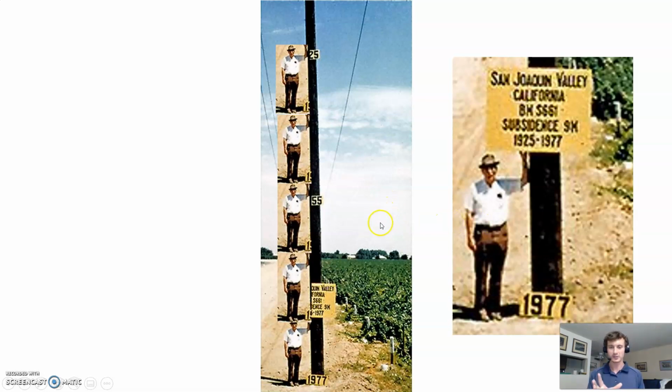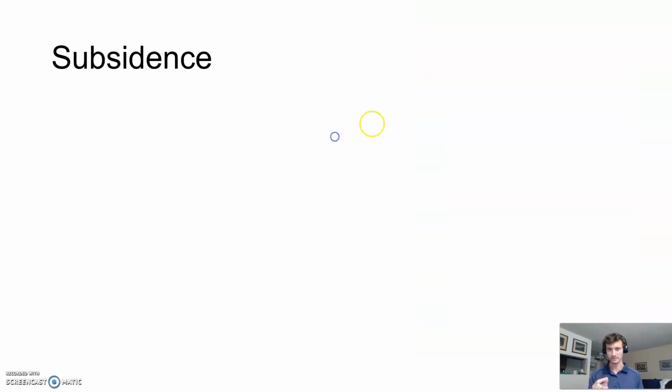This is pretty difficult to imagine, but the entire valley, the entire land surface, all the stuff on it would have been way up here back in 1925. It has fallen 30 feet straight downward in about 50 years.